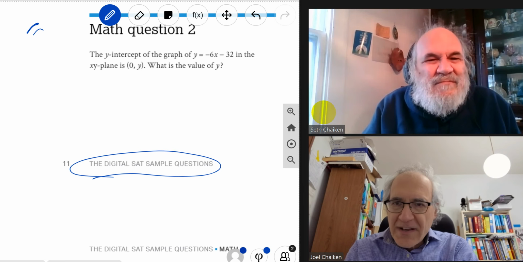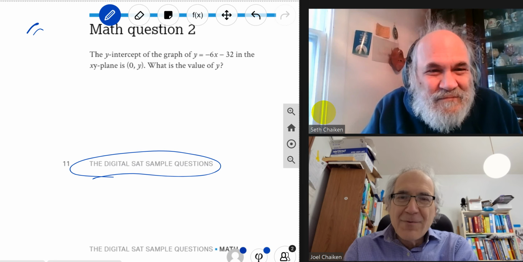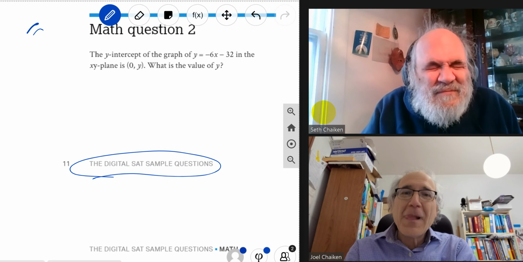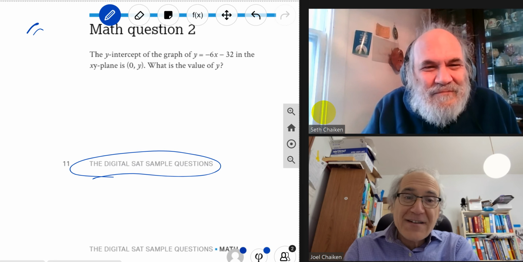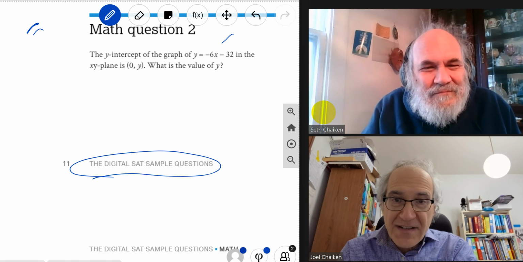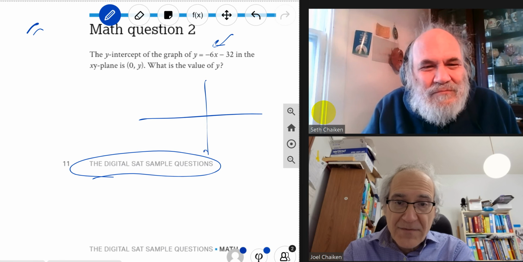Practice question. The y-intercept of the graph of that linear function in the xy plane is (0, y). What is the value of y? Wow. Okay, the answer is negative 32. And if you know how to do this, you can do it in about 2 seconds, once you digest that this is a linear function, with a y-intercept of negative 32 and a slope of negative 6.